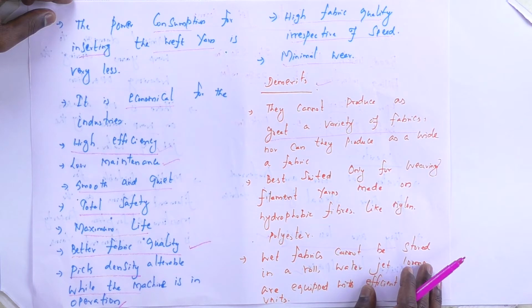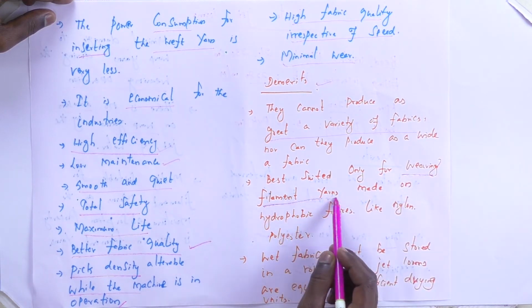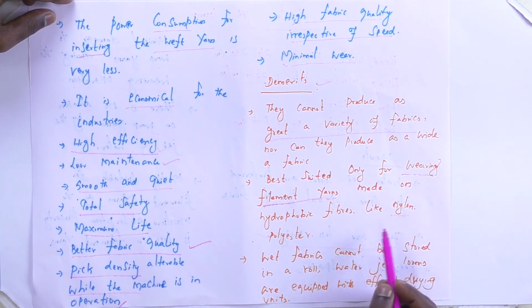So the hydrophobic, non-water absorbing fibers are only used in water jet looms, and it is best suited only for weaving filament yarns like nylon and polyester. And the main drawback of the water jet loom is that storing is not possible. After weaving, it is not possible to store the fabric in roll form.